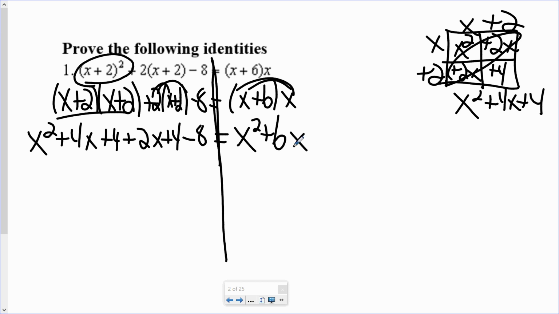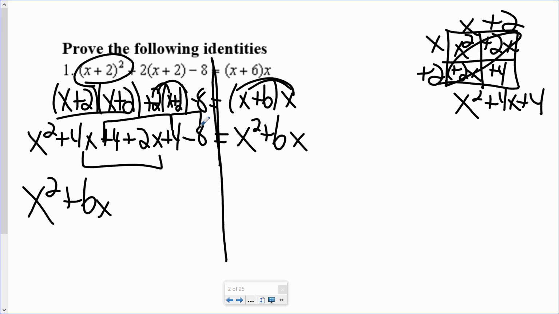Now that all the parentheses are gone, I can combine my like terms. I have 4x and 2x is 6x. Positive 4 and negative 8 is 0, or it just cancels. So I have x squared plus 6x on the left. I have x squared plus 6x on the right. I showed that they're the same. I'm done.